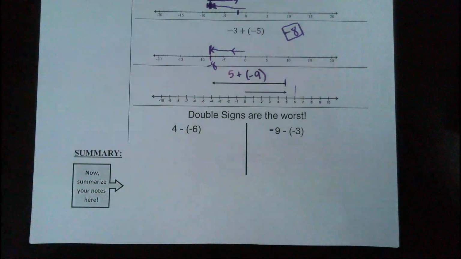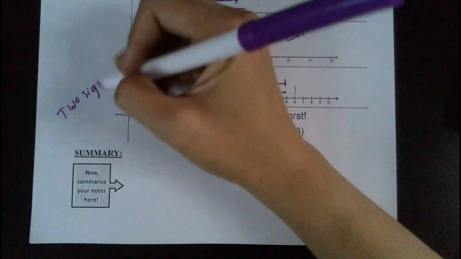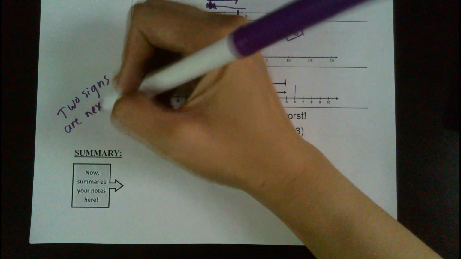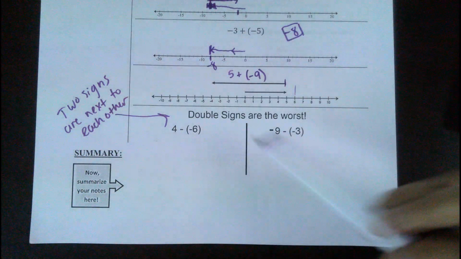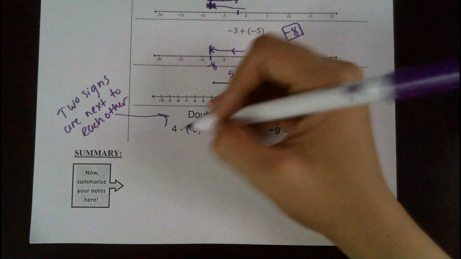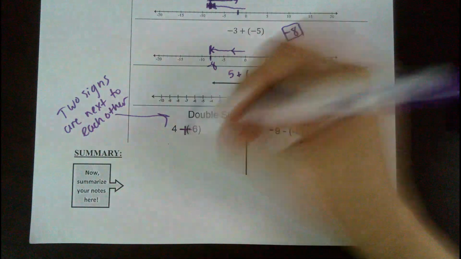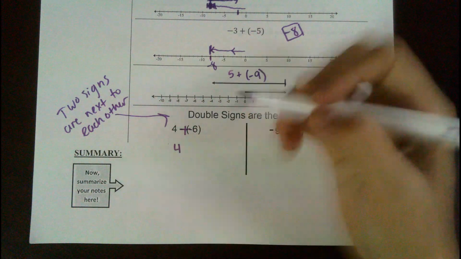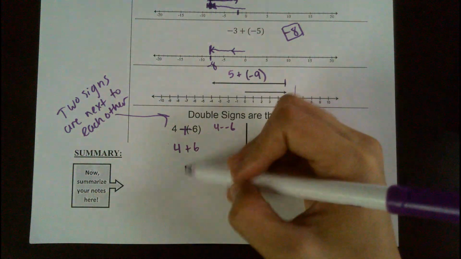Okay, and then finally, this is what you guys were talking about before, double signs. Don't get confused with these. So double signs is when 2 signs are next to each other. Right? So, do you guys know what happens when you have a negative and a negative? Yeah, it turns into a positive, right? So some people like to connect it into a long one, or you could just rewrite it. So instead of 4 minus negative 6, it becomes 4 plus 6, which is 10.